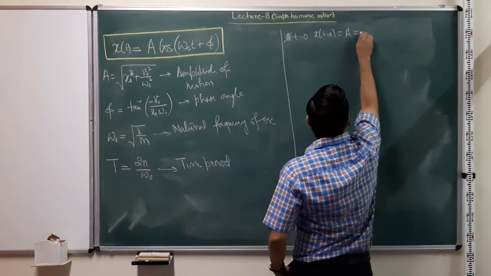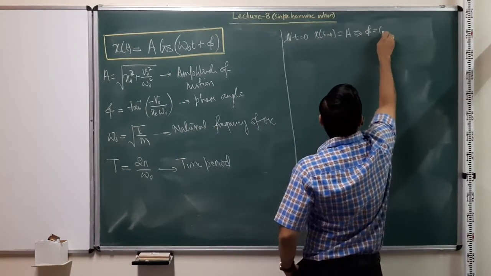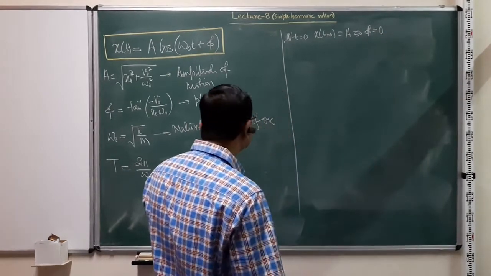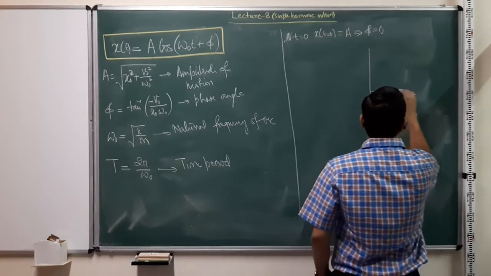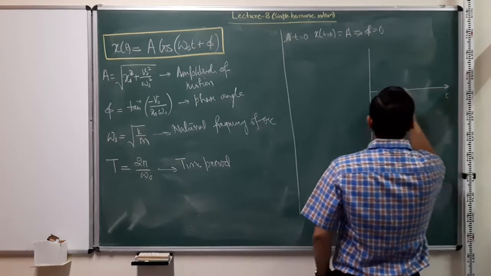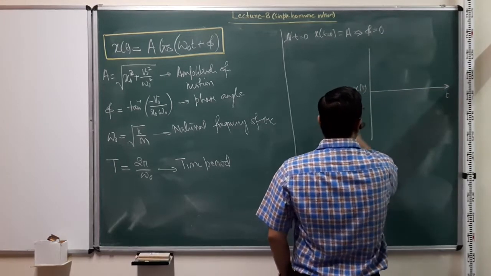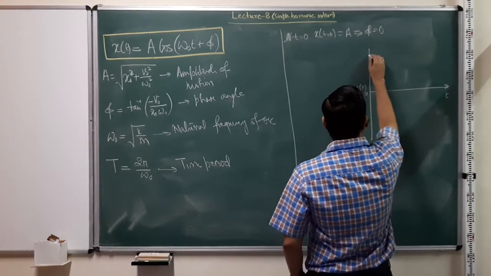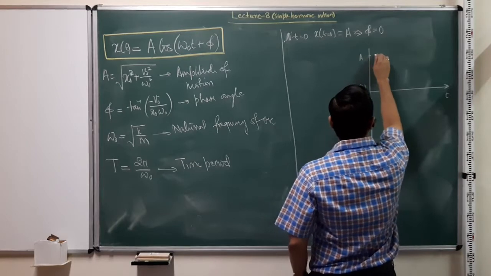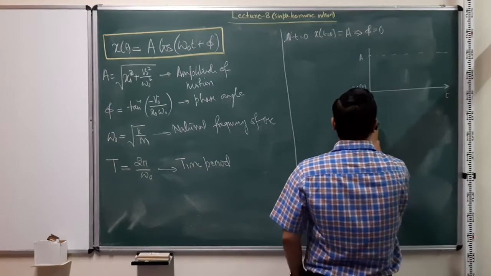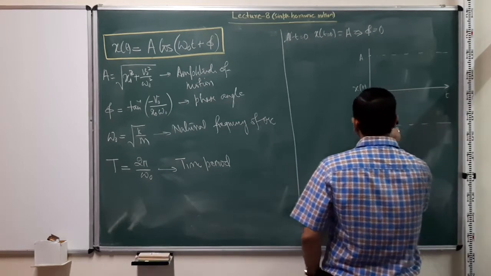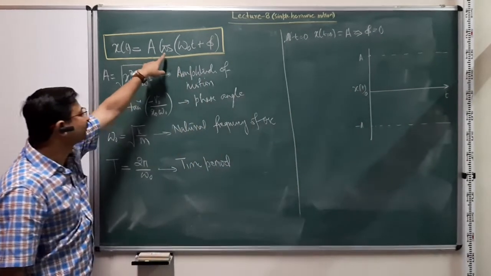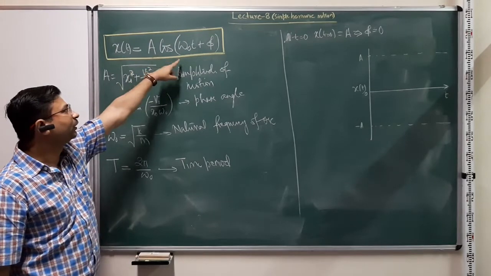So this will imply that if this is the initial condition, that means the phase angle is 0, and now I can plot it. So I can plot the position x of t as a function of time. This is the 0. Let's say this is the amplitude, and of course it makes oscillatory motion. You can see that the solution has a trigonometric term cosine of omega naught t plus phi.